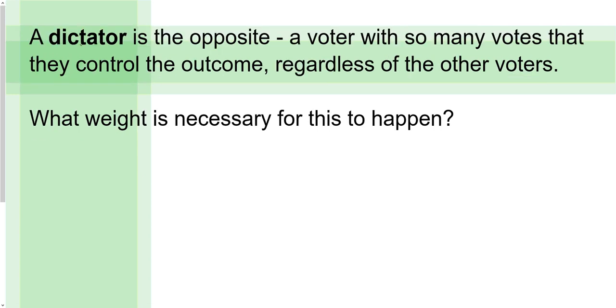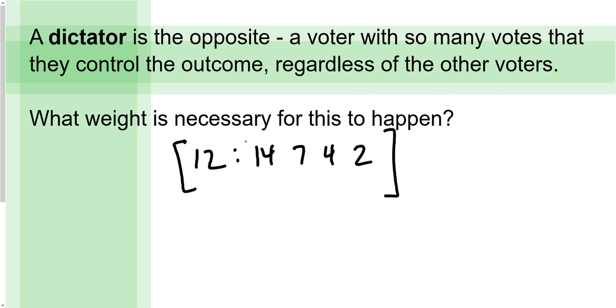Okay. A dictator is the opposite, a voter with so many votes that they control the outcome regardless of the other voters. Clearly, that's not happening here. So here's a system that has a dictator. Let's say you had a vote like this. You had 14 and you had, say, 7, 4, and 2. You had 4 voters. But let's say the quota was actually only 12.